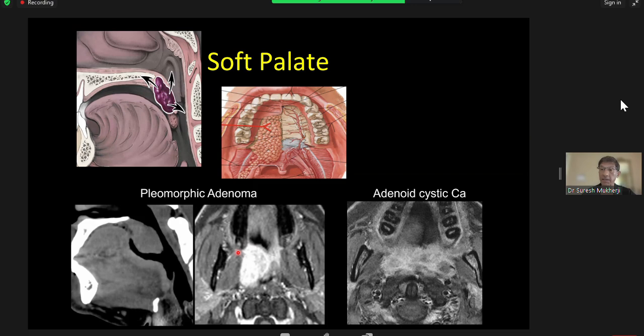Sometimes with pleomorphic adenomas, we can suggest the diagnosis. They tend to be high signal on T2. So if I see a mass involved in the soft palate and it's high signal on T2, it enhances with contrast, yes, it could be squamous cell carcinoma. It's probably not going to be lymphoma, but if it does have that high T2 signal, then I do raise the possibility of a pleomorphic adenoma.